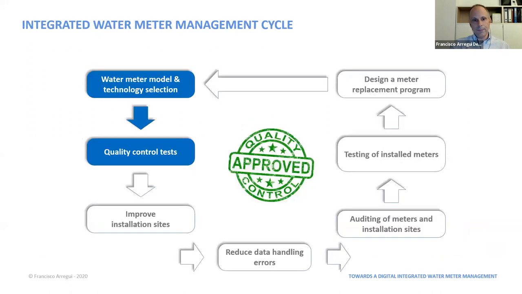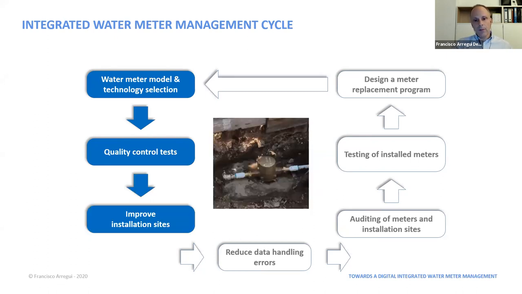The second thing, we have to make sure that whatever we buy corresponds to the quality we are expecting. And to do that, we need to introduce quality control tests, as comprehensive as depending on how much we trust the meter provider, the meter manufacturer. Of course, we can buy the best meters, we can have a very strict quality control, but if we do not improve the installation sites, we will have problems.